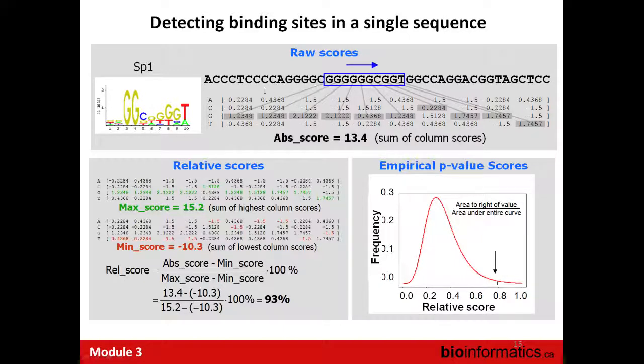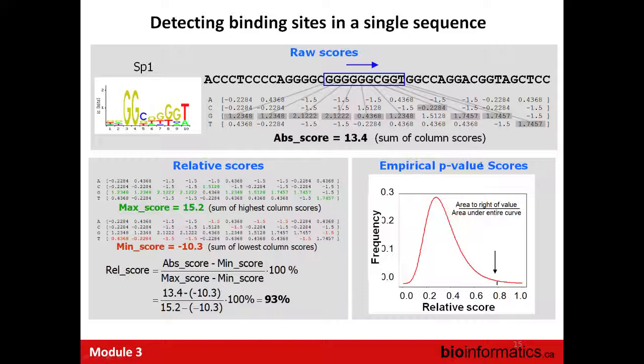What's in gray in this panel shows the score that would be produced by the sequence in the blue box using the SP1 PSSM. You get an absolute score of 13.4. There are other ways of doing the score. One is a relative score, where you take the maximum possible score and the minimum possible score, and you use those to set up essentially a model of the best and worst possible case for a sequence binding to that transcription factor. Then you take the absolute raw score minus the min score, divided by the max minus the min, and you get a percentage in the end. So you can see that this particular sequence has a 93% relative score.